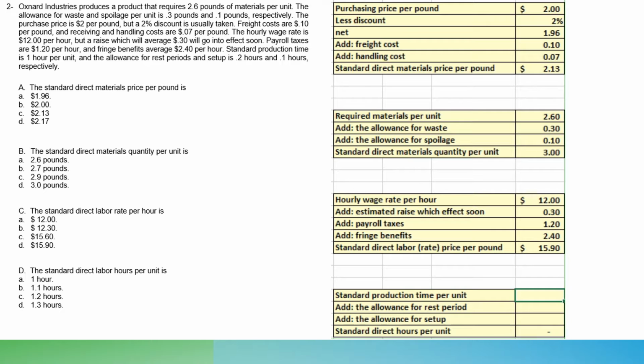The last schedule is the production time per unit. We're told that it's typically 1 hour, but there's a rest period of 0.2 for every unit and an allowance for setup and tear down of 0.1, so our standard direct hours per unit is 1.3.